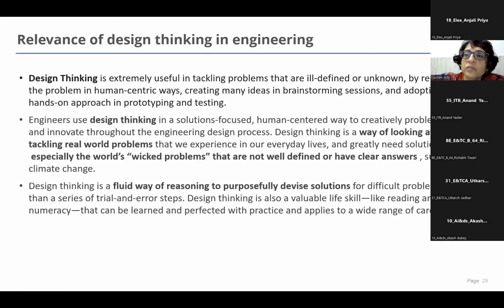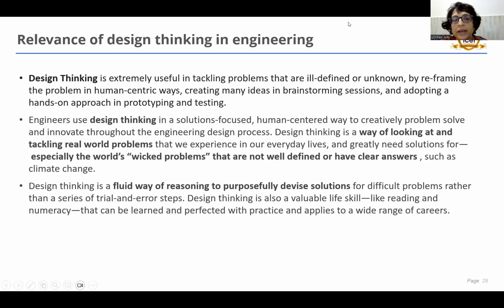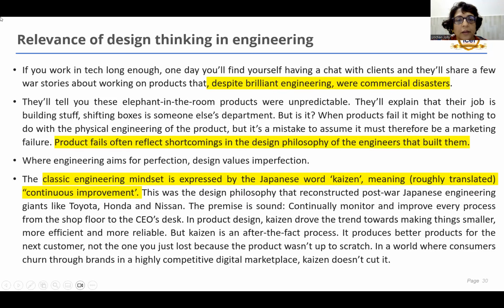So if you apply design thinking, there could be many opportunities to be an entrepreneur too, because if your idea is great, people are there to buy your ideas, and you will definitely be making an impact on others also. Okay. So as Anjali said, design thinking is definitely important for an engineering curriculum.